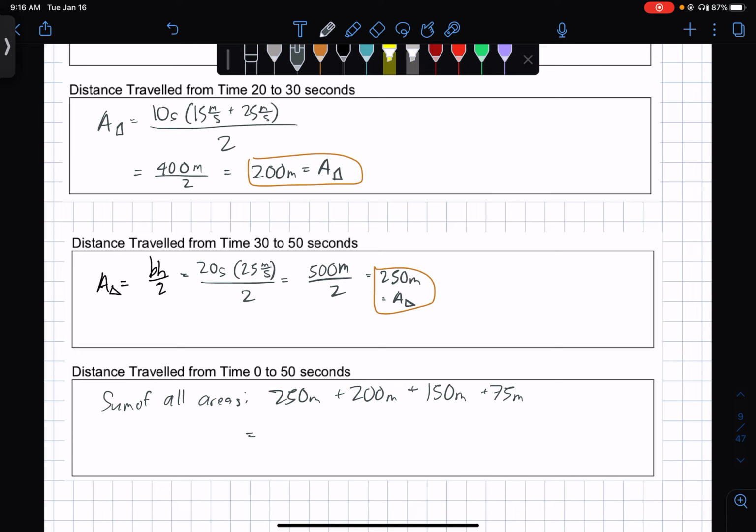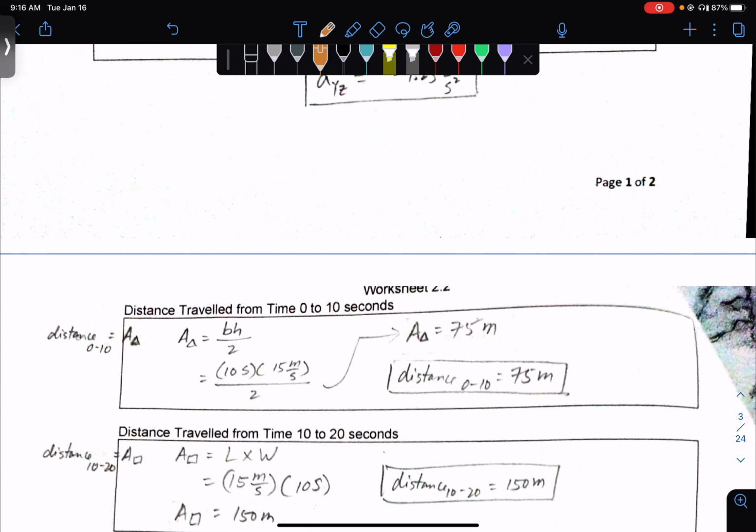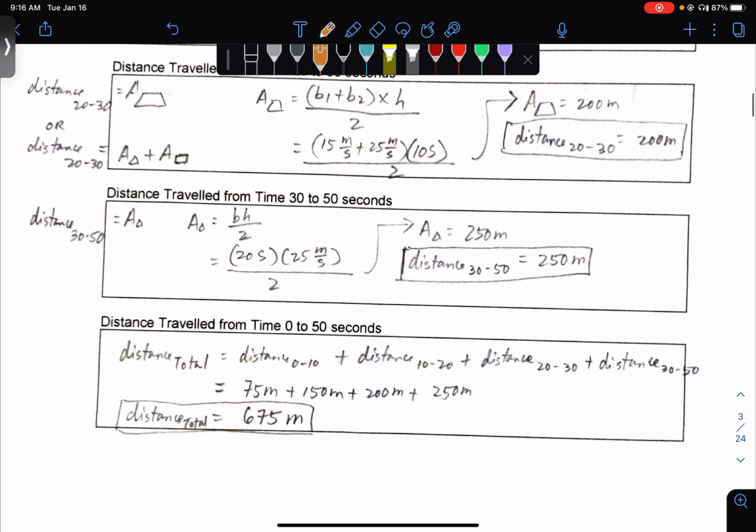So 400, 600, 675 meters. Let's check if I got the answer correct. Well, yes.